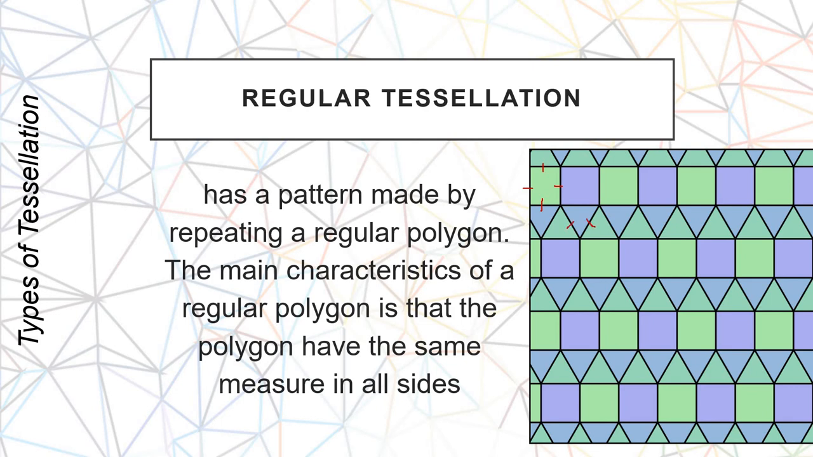And also for our four-sided polygon, we have a square. So basically in this tessellation, we only made use of squares and equilateral triangles. So this is one type of tessellation.